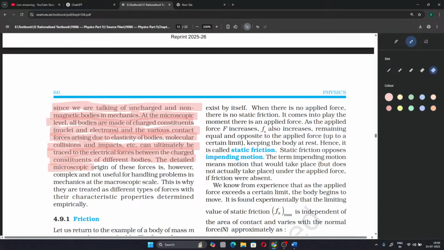The detailed microscopic origin of these forces is, however, complex and not usable for handling problems in mechanics at the macroscopic level. Even if we know the exact constituents of these forces, it is basically useless for us in determining problems of our real macroscopic world.